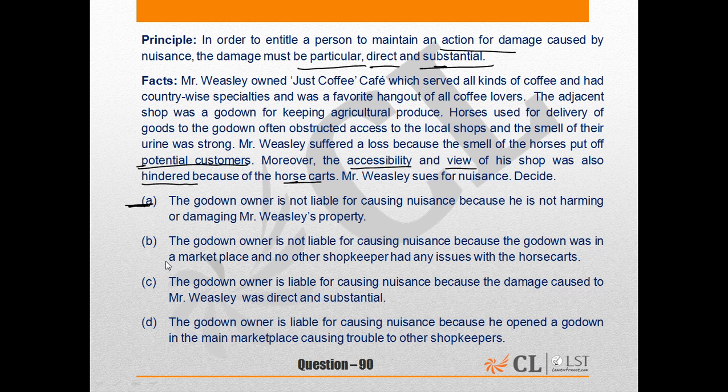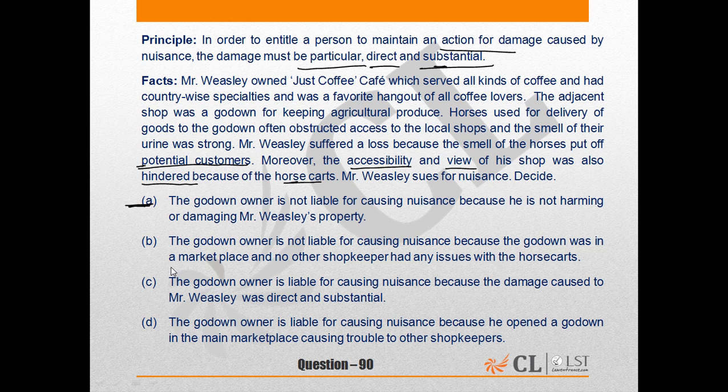Option D says the godown owner is liable for causing nuisance because he opened a godown in the main marketplace, causing trouble to the other shopkeepers. So the reason for his liability is not because he opened a godown in the main marketplace. The reason was the horses. Okay, so the reason mentioned over here in option number D is not the correct reason for his liability.